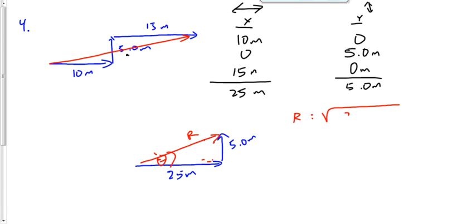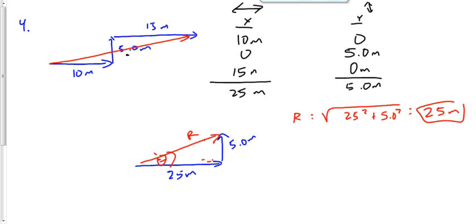25 squared plus 5 squared. What does that work out to be? Who's got it? Yeah, you got to square root it. 35? No, not going to be 35. Does it work out just to be 25? Okay, 25 point something, right? But we round it to 2 digits, so it would be 25 meters.